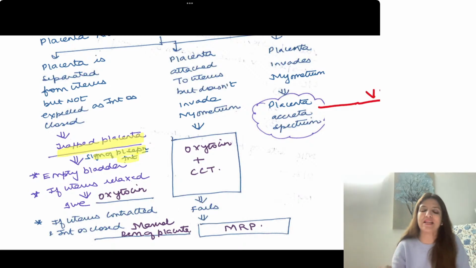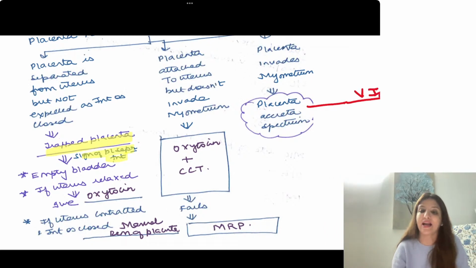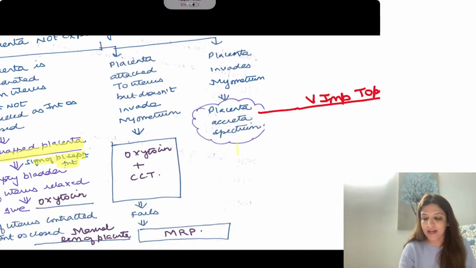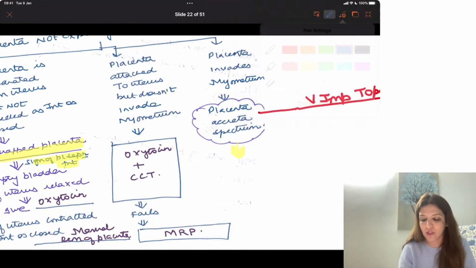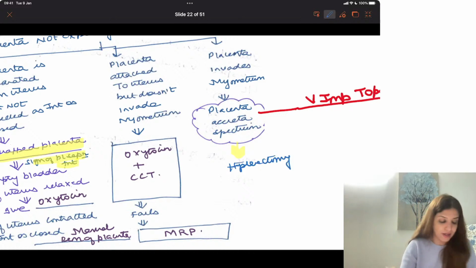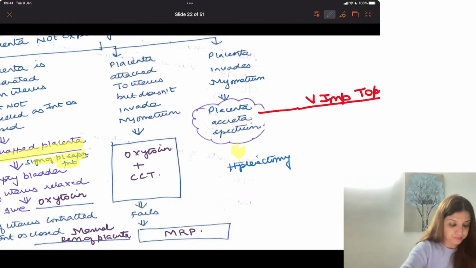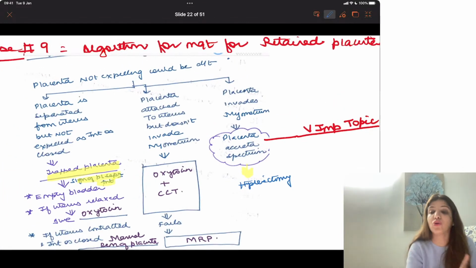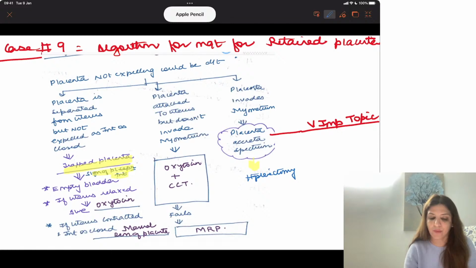And in case the placenta invades the myometrium, that means it's a case of placenta accreta spectrum, and all of you know that if it is a case of placenta accreta spectrum, the next step becomes hysterectomy. There is no other option. You have to go for hysterectomy. Right? Clear to all of you? So this is how your next step is going to be.